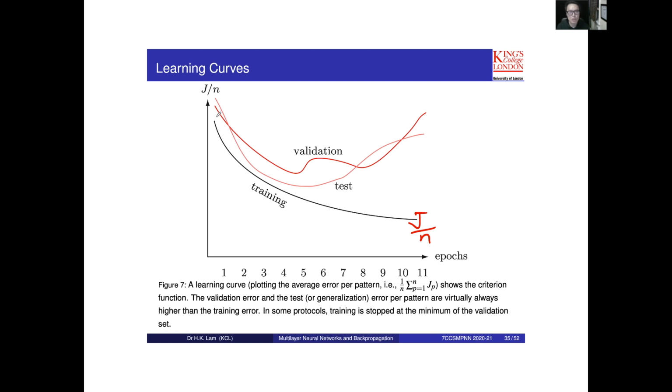So one of the stopping criteria would be when the validation curve reaches its smallest value and is about to start to increase, and then we stop. So for example, right here, we are going to stop at epoch 5.